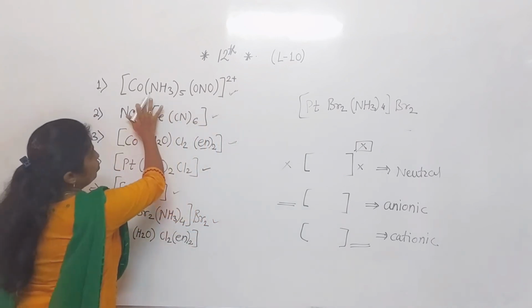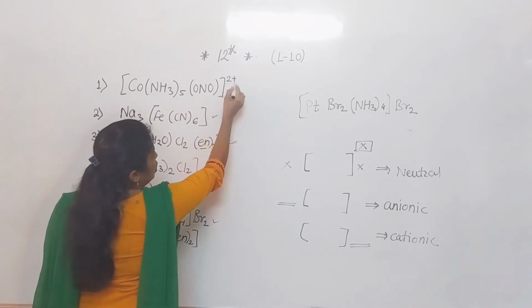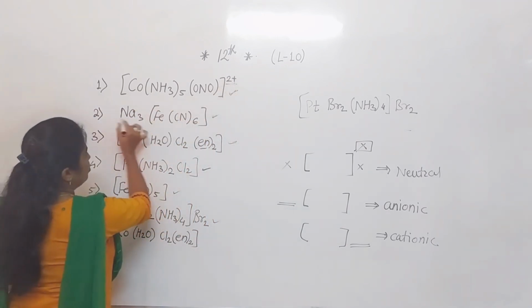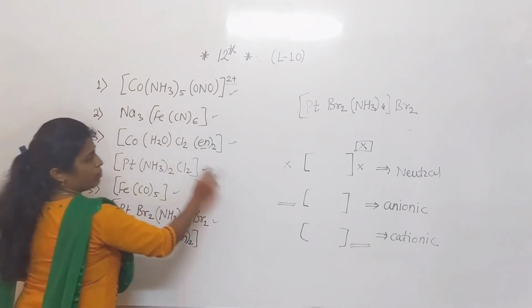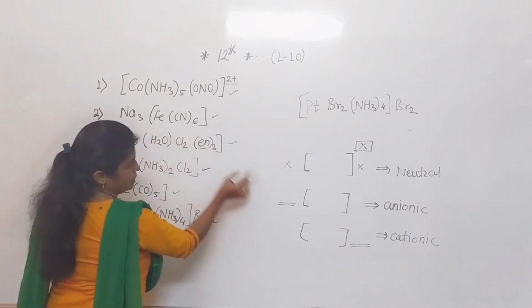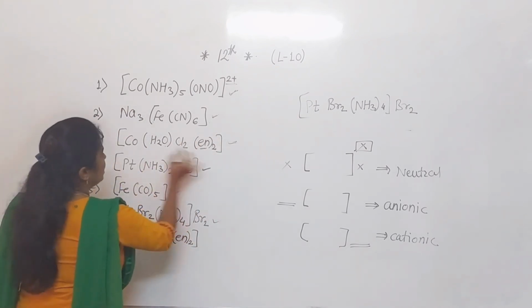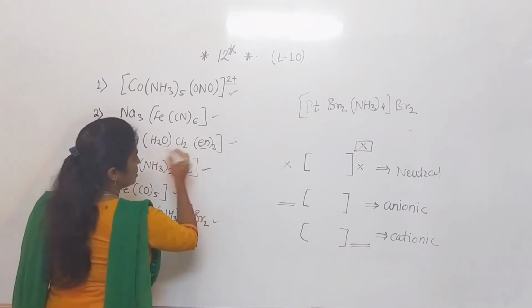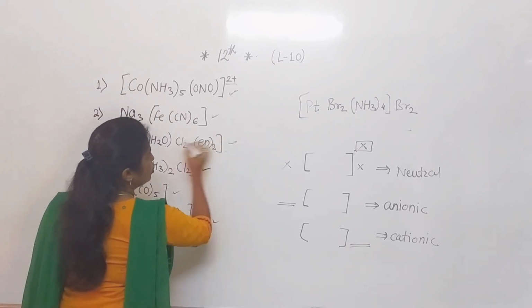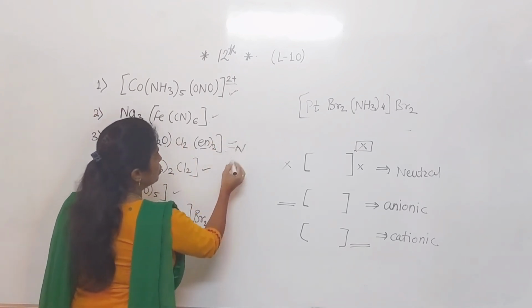Here also, what is there? A positive charge. So this is the cationic complex. What about this one? In front of the square bracket something is there, so this complex is the anionic complex. For this one, nothing is outside the bracket, in front or at the end, and there is no charge, so this is the neutral complex.